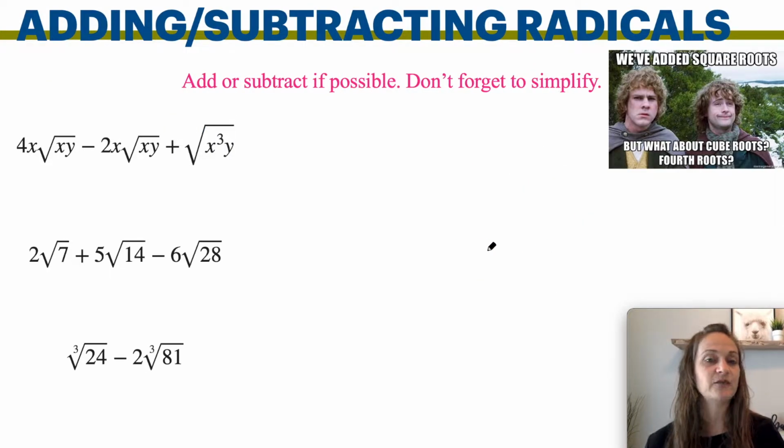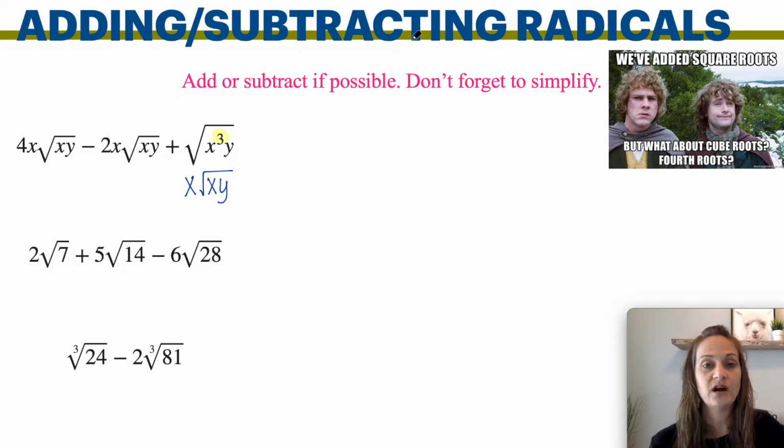Now, let's see if we can add or subtract after we have simplified. So for example, this has a square root of xy. This has a square root of xy. This does not. However, we can simplify by dividing by the index. This is a square root, so if you think of that as a 2, 2 goes into 3 one time, and there is one x left over and then this y left over.